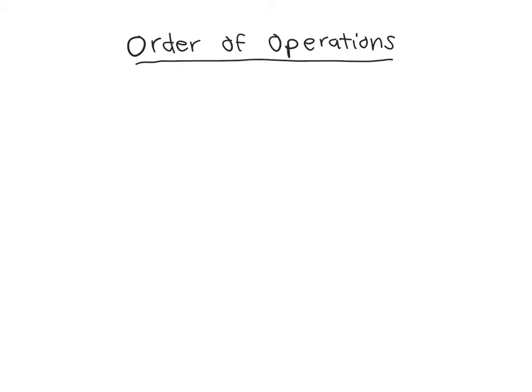So make the list. The first thing that you're going to do is anything in parentheses. So anything, no matter what it is, add, subtract, multiply, or divide. If it's in parentheses, you're doing it first. Sorry, anything in parentheses. And those are what parentheses are.